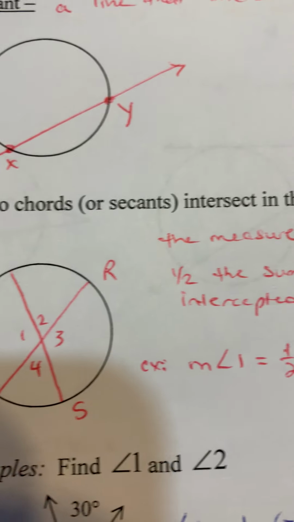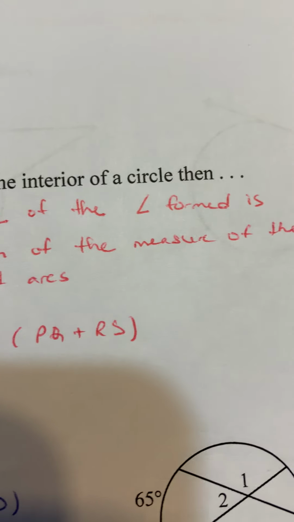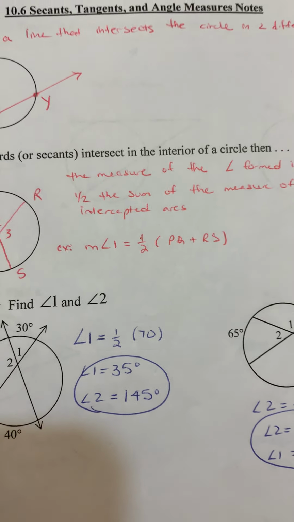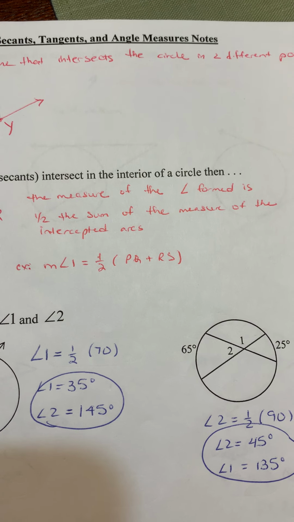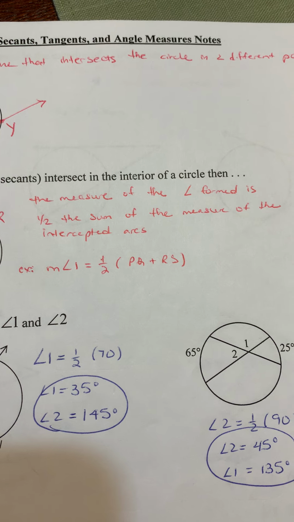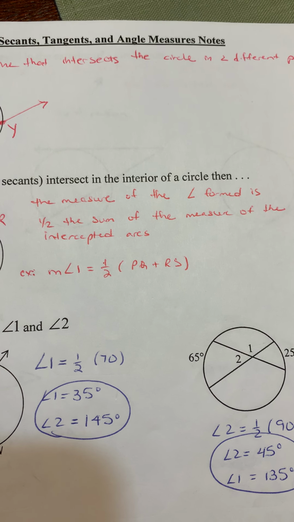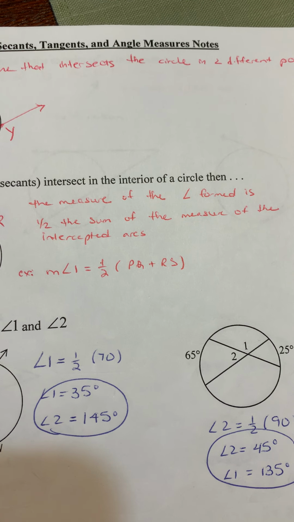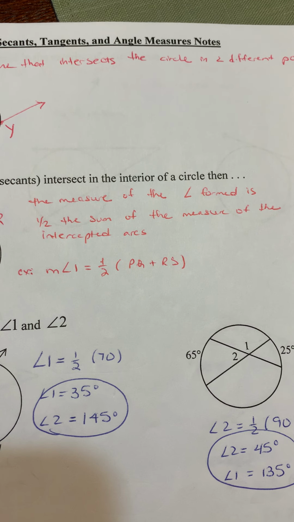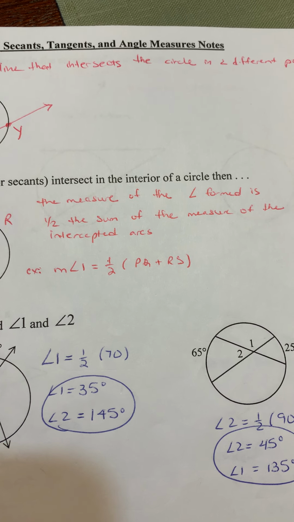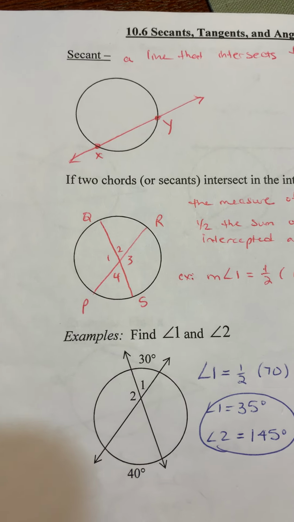If two chords or secants intersect in the interior of a circle, then, I'll pull back here so you can see the whole thing, the measure of the angle formed is 1/2 the sum of the measure of the intercepted arcs. So let me scan over to the picture quickly and I'll come back to the formula.